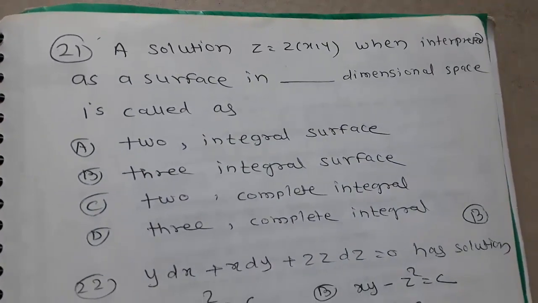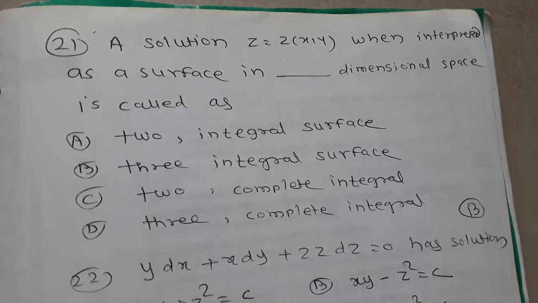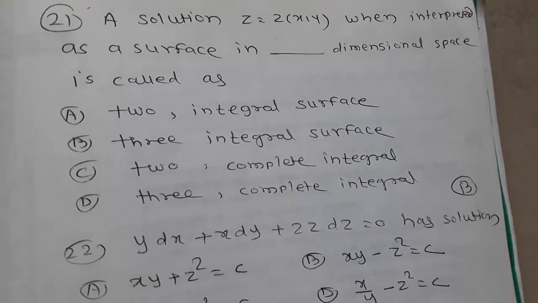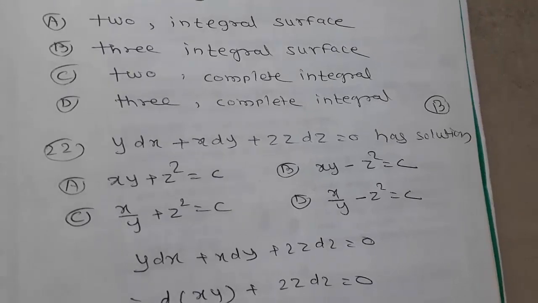A solution z equal to z of xy when interpreted as a surface in dash dimensional space is called as. We know that a solution z equal to z of xy when interpreted as a surface in three-dimensional space is called as integral surface. Hence, option B is correct.